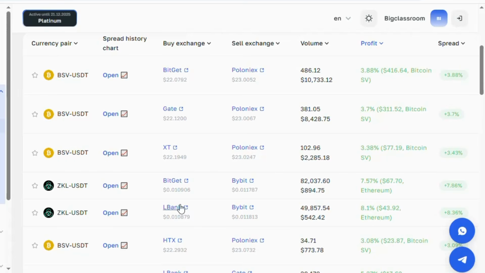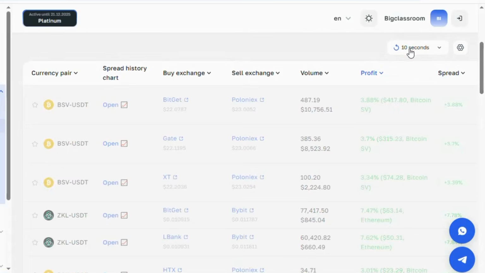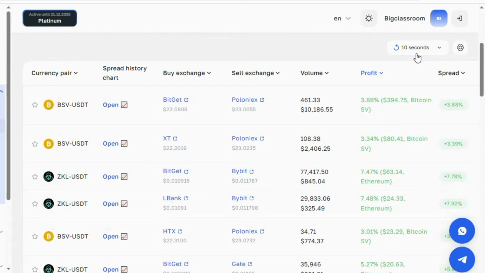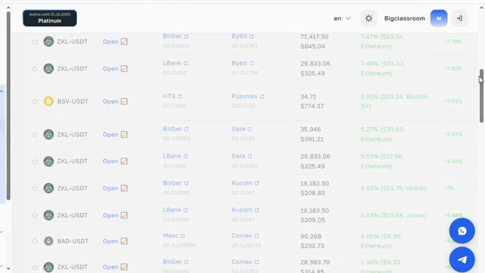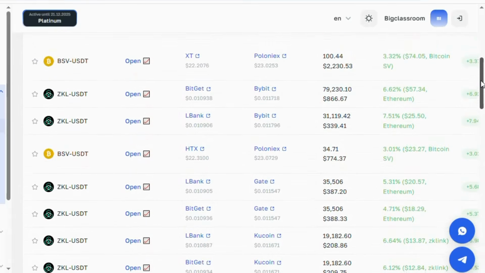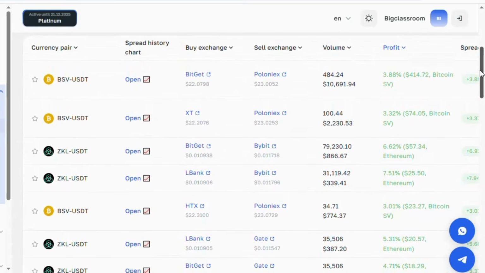So the crypto is ZKL, and you can see the buy exchange on this area for ZKL. It changes after every 10 seconds, and on this area you can see this is 10 seconds. After every 10 seconds, new opportunities come in, but I'm going to just stick with this one. So I'm going to come to this area. Although you can pick any one you like, they're always changing, but this doesn't mean that they are going to expire. So I'm going to come to ZKL, and the prices to buy on LBank and sell on Bybit.